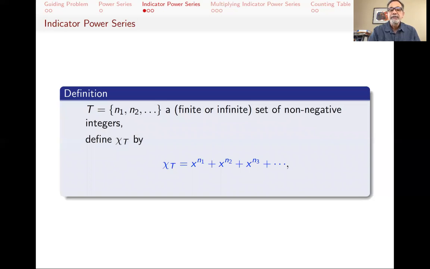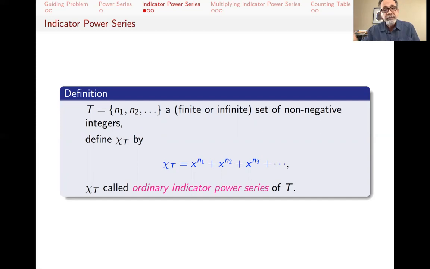Then you are going to define a power series. These are actually the power series I used in that proof of concept problem. That's going to be x to the n1 plus x to the n2 plus x to the n3 and so forth. So you take the numbers you have in your set and you just make them the exponents and then add them. Pretty straightforward. This chi of t, I'm going to call the ordinary indicator power series of t. It's indicator because if you have this, just look at the exponents and you know what your set is. So instead of saying this is the set of non-negative integers I like, I can write down this power series and the exponents tell me what's in that set.